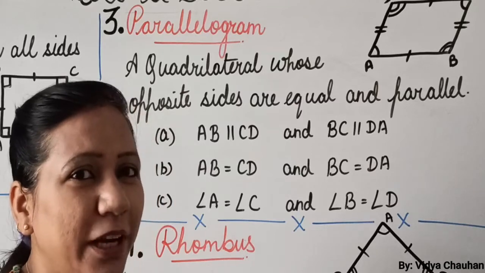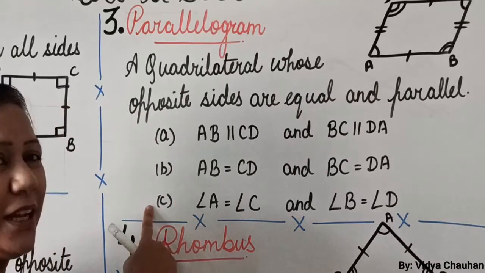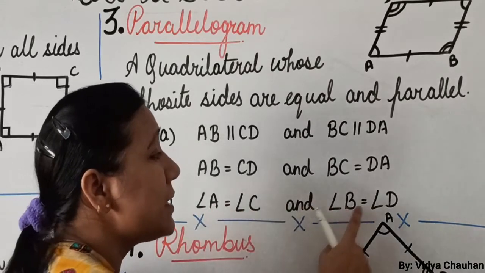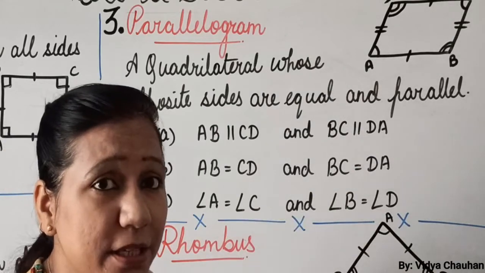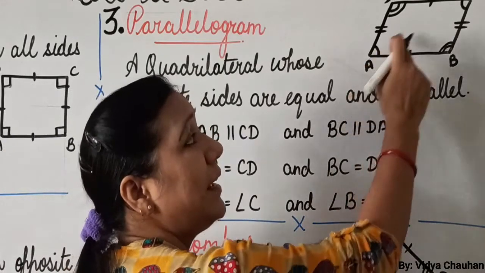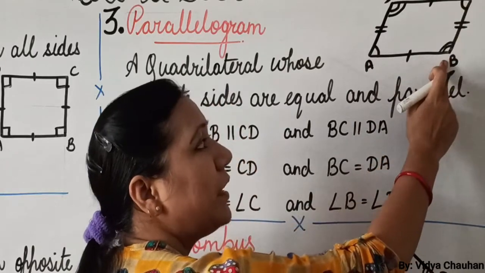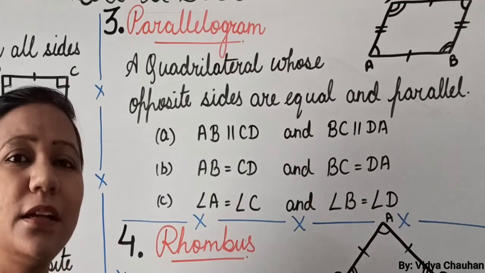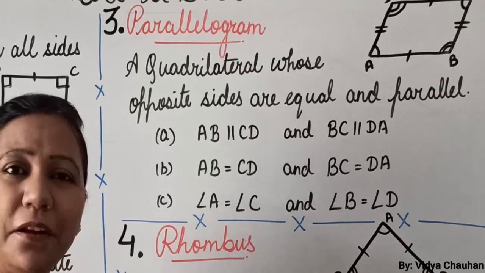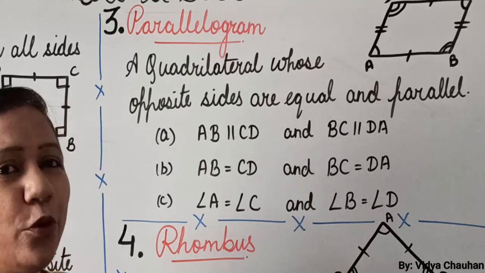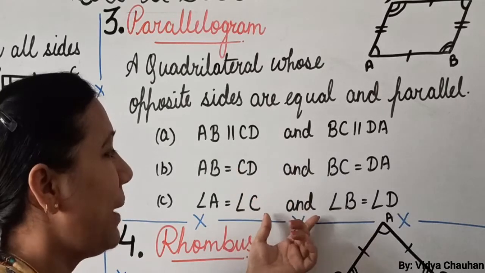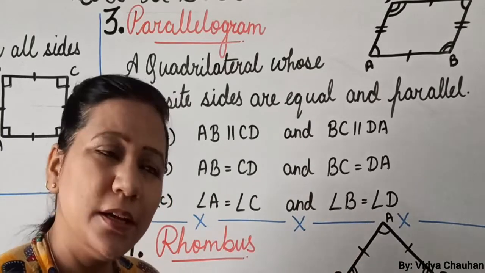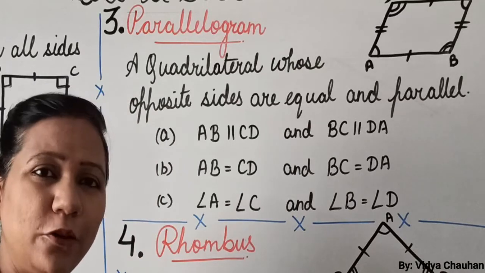So how is it different from a rectangle? Yes. The third property differs it from a rectangle, and the property is that the opposite angles are equal but not the adjacent angles. That means angle A is equal to angle C and angle B is equal to angle D. In a parallelogram, its opposite angles are equal, whereas in a rectangle all four angles are of 90 degrees, but in a parallelogram only the opposite angles are equal. So this is the property of a parallelogram, students.